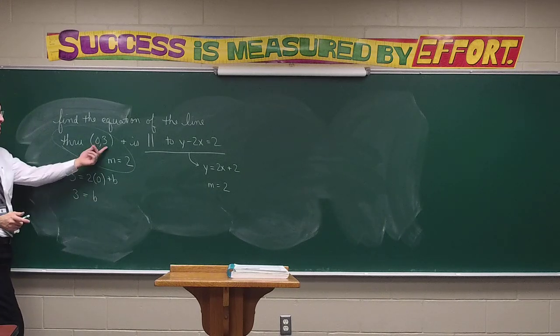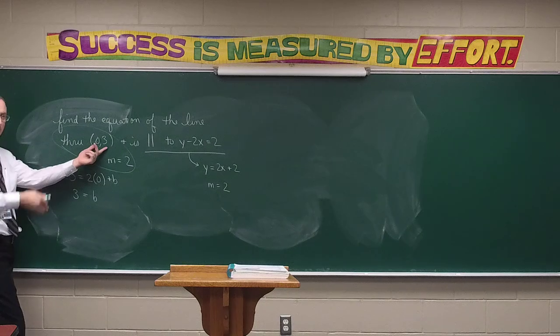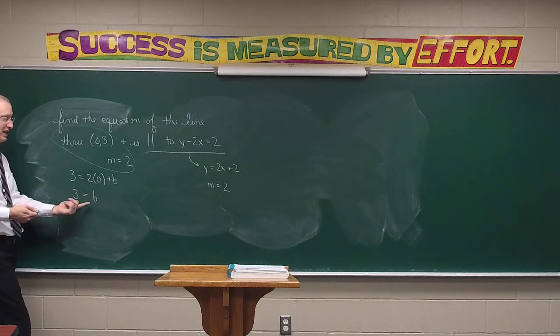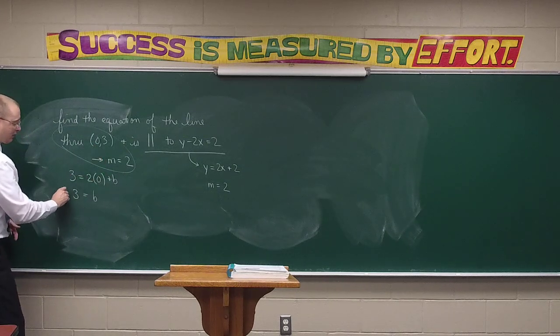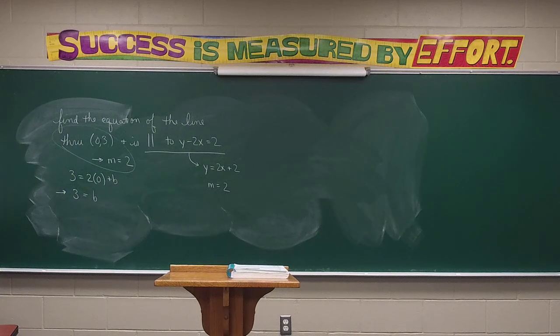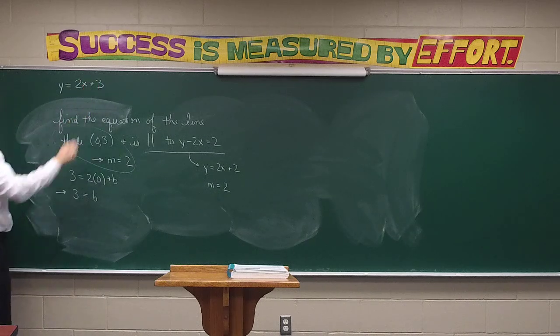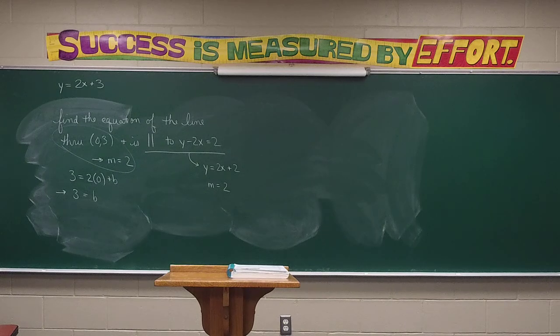I guess that makes sense because (0, 3) is on the y-axis. And if the equation goes through that point, this must be the y-intercept. So we already knew 3 would be the y-intercept. If I know the slope, and of course we know the y-intercept, what's the equation of my line? Y equals 2x plus 3. There we go. Do we remember doing this on Friday in our last lesson?